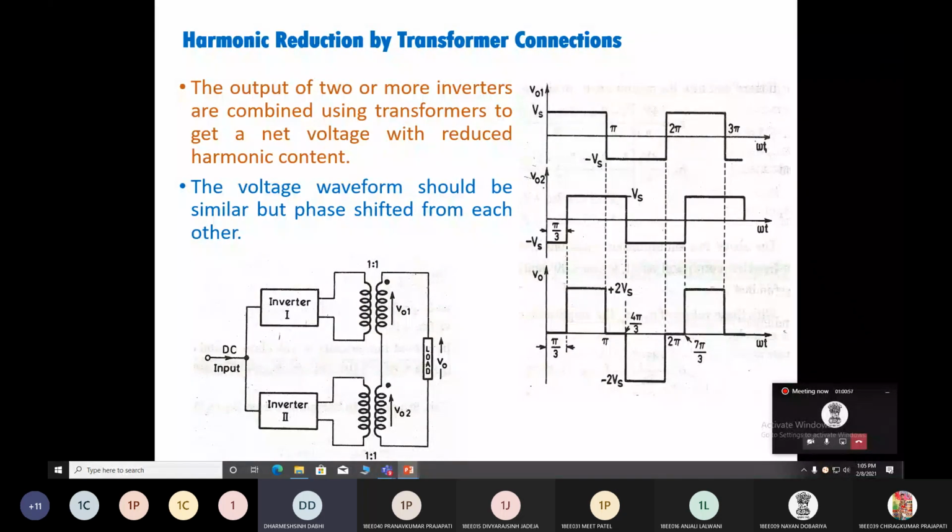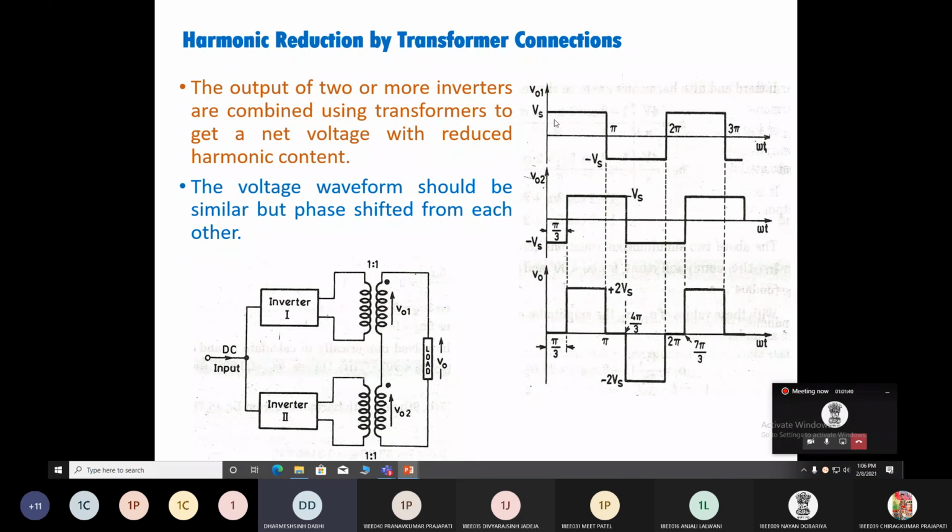Now the second method is harmonic reduction by the transformer connection. As we have seen in the phase displacement method, the same logic is here. The two inverter output voltages are combined at the secondary side of the transformer. Make the summation, and that is the inverter output voltage, total V0. Clear? Suppose this is the output of the first inverter, and this is the second inverter output voltage, which is phase displaced by 60 degrees, pi by 3. Combine both output voltages at the secondary side of the transformer. So the resultant voltage V0, you get this one.